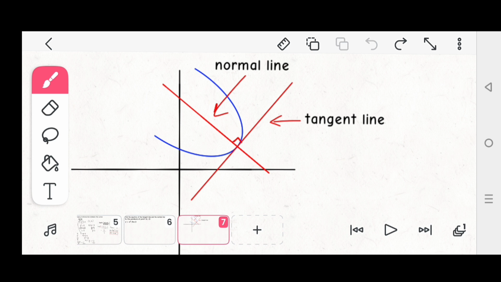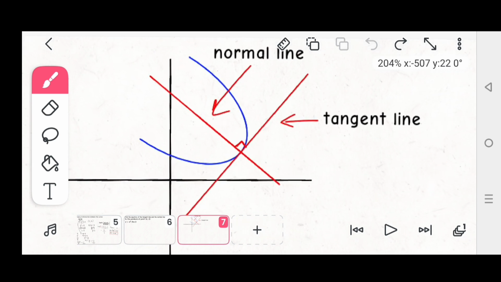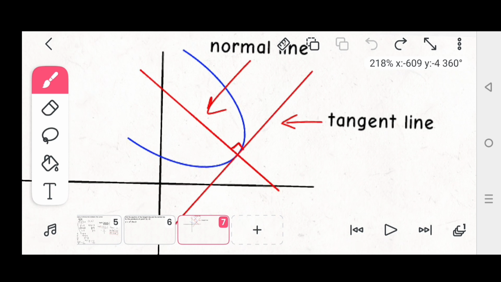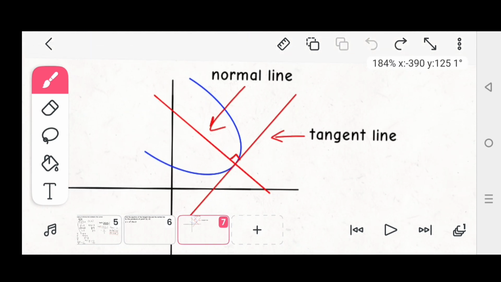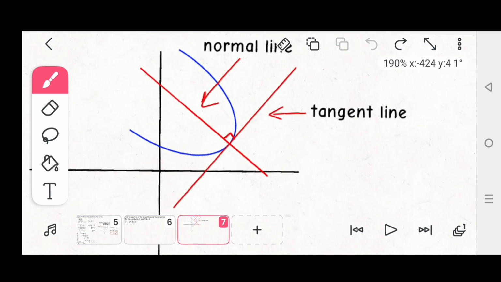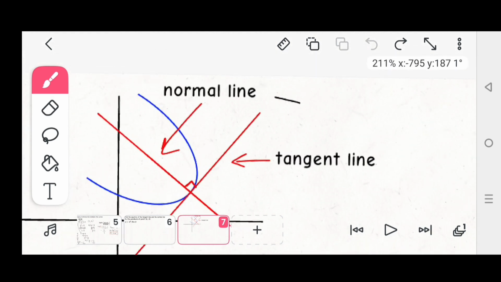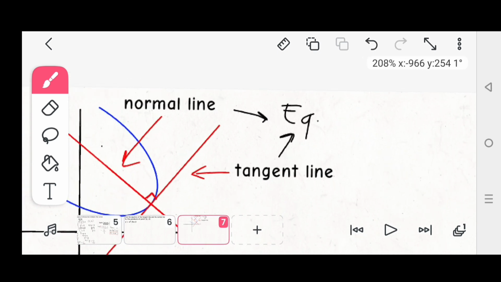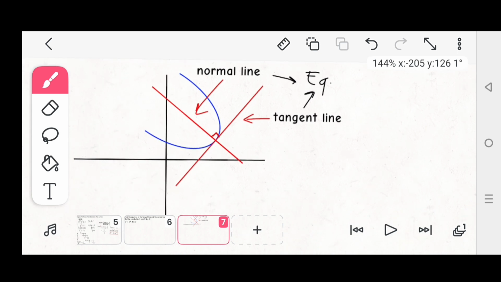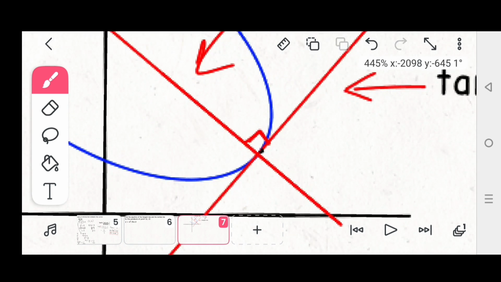You have to remember that tangent line and normal line always create a 90 degrees angle where they intersect with each other. It always creates a 90 degrees. And we have to find their equation. So I'm going to teach you how to find the equation of tangent line and normal line. This is the point where they intersect.